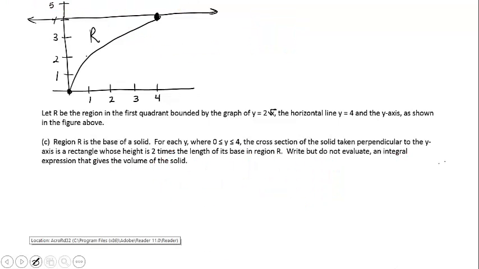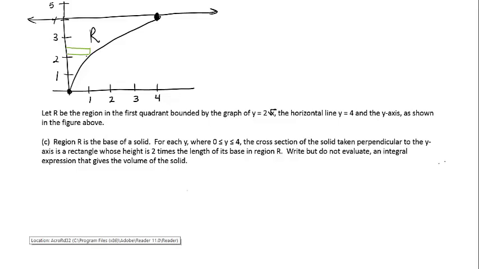The last part of this problem is asking me to find the cross sections of the solid. So we have a region R, the same region, and its base would look like this. And that cross section is, again, we're supposed to write but not solve an integral that gives the volume of that solid.